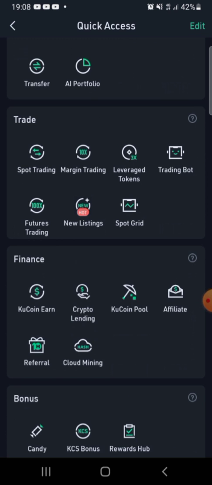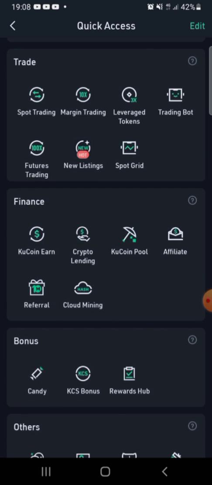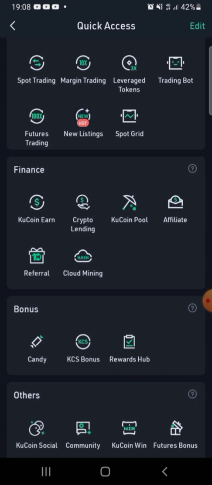So yeah, guys, you go to the finance section, and in the finance section you can see there's KuCoin Earn, there's crypto lending, there's KuCoin Pool, there's the affiliate link.